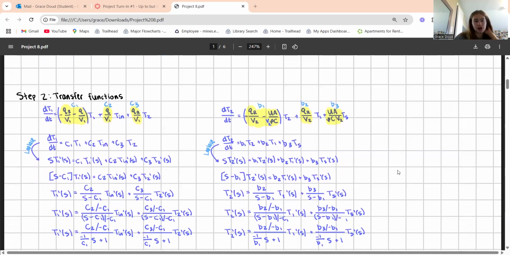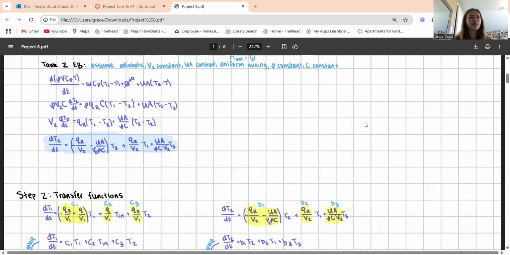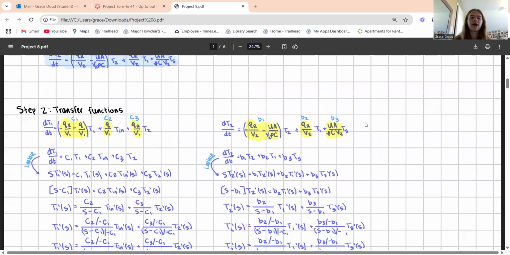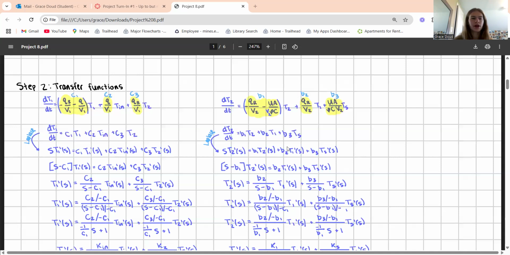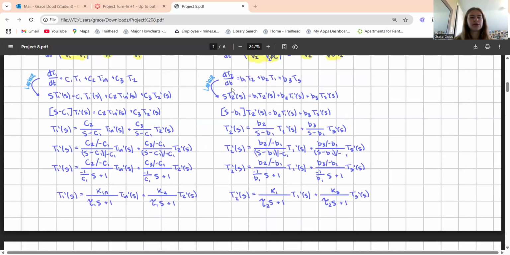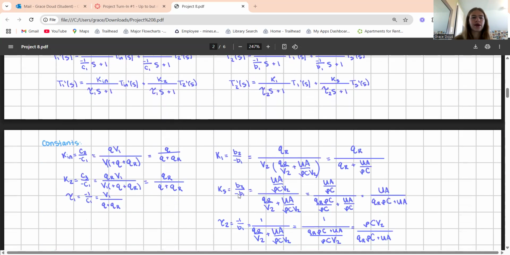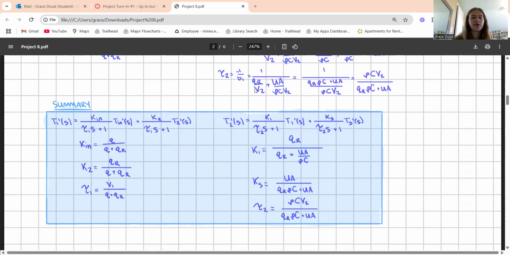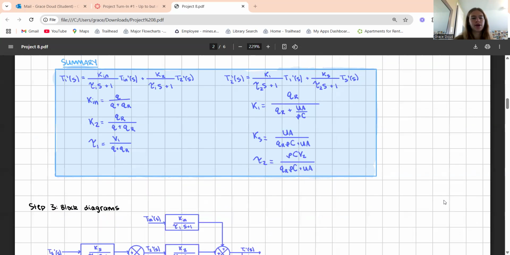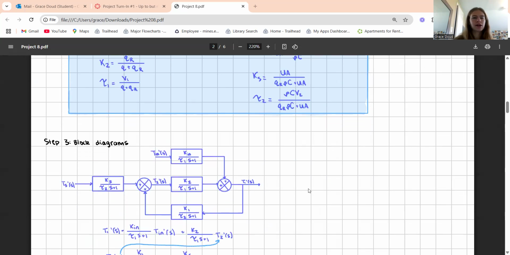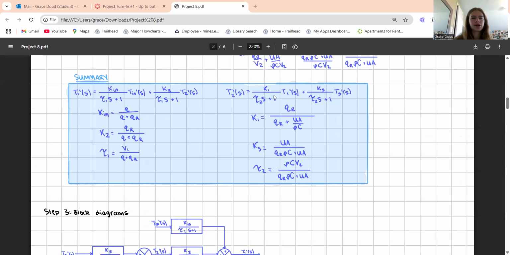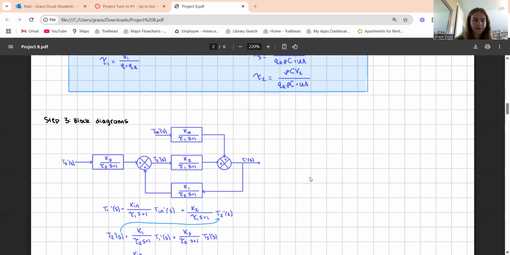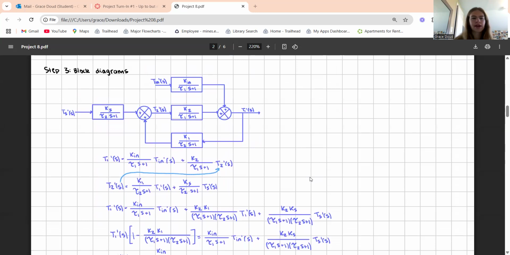And then step two was doing our transfer functions. So I grouped all this stuff from our energy balances by constants. Then I Laplace transformed them, and from there was able to solve for these two transfer functions. And then I was able to solve for all the constants that I grouped above as well. Here's my summary table. From there, I was able to plug those into a block diagram down here, as you can see. So these are the two transfer functions, and then these are the plots, just by looking at the diagram.